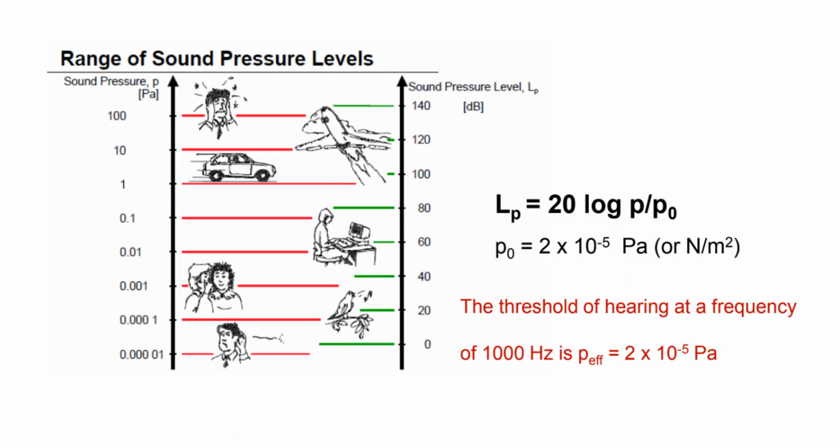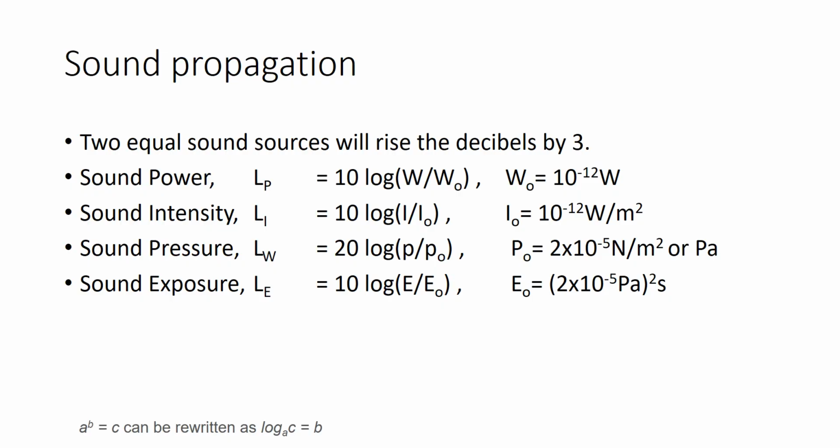Speaking about multiple sound related terms, these are the four things. One is sound power, which is how much sound power is emitted from the source, and it is given by this formula: Lw is equal to 10 log W by W naught, where W naught is an initial value of 10 to the power minus 12 watt.